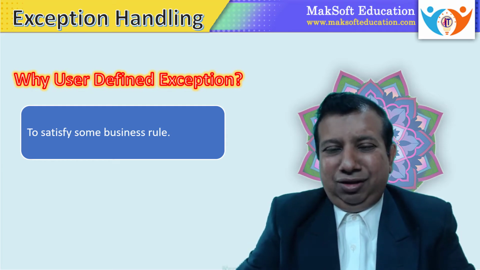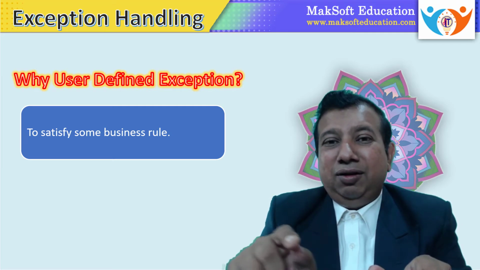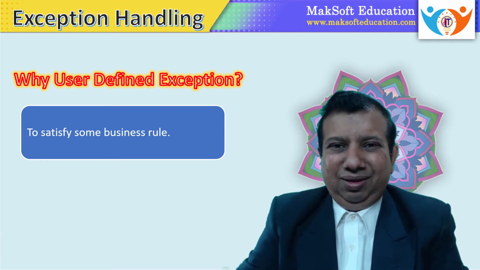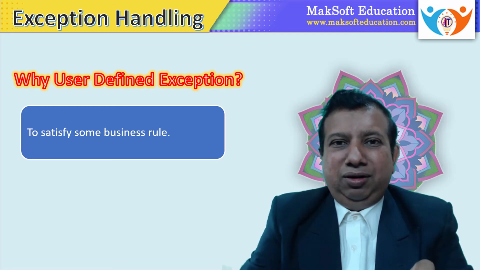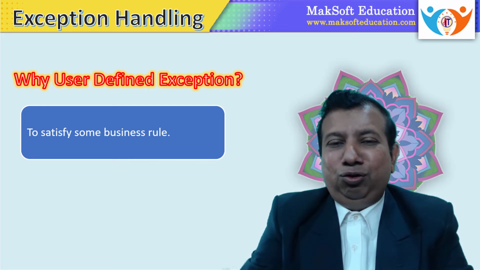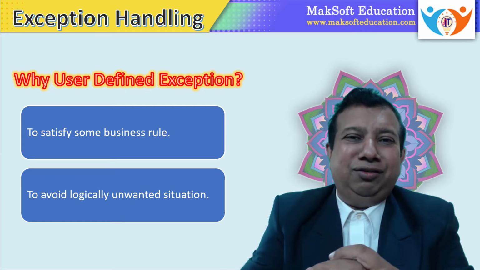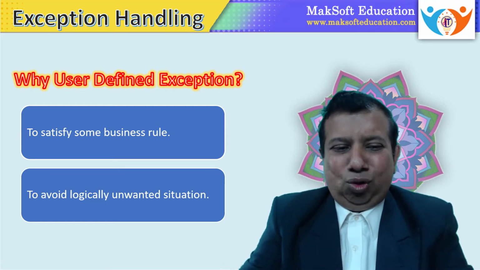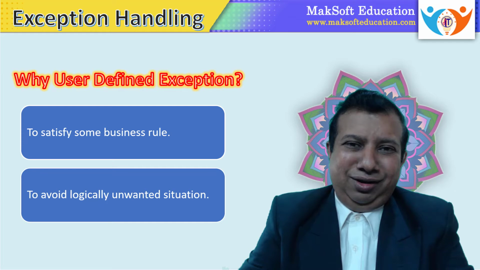So in coding, we can put the condition: if delivery date is less than order date, then throw DateMismatchException. Now this is one need, satisfying a business rule. Another one is, if we want to avoid a particular logical situation, in that case also we can generate such a user-defined exception, and we can stop the program, or we can alert the user that this exception has occurred. So to avoid a logically unwanted situation in a program, we can create exceptions.